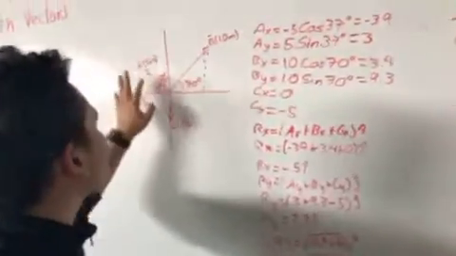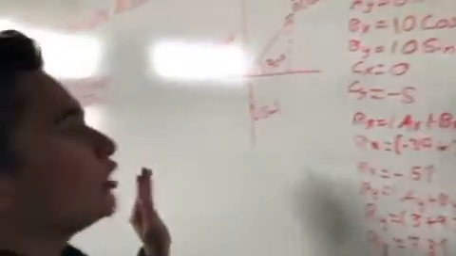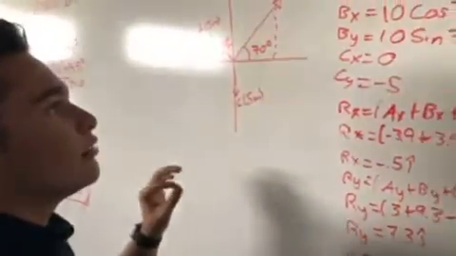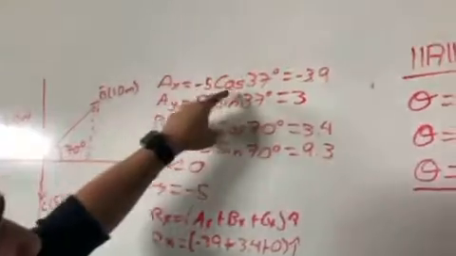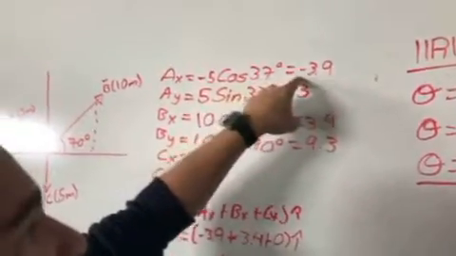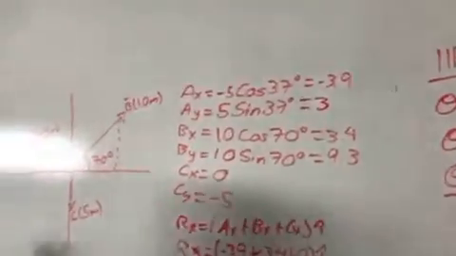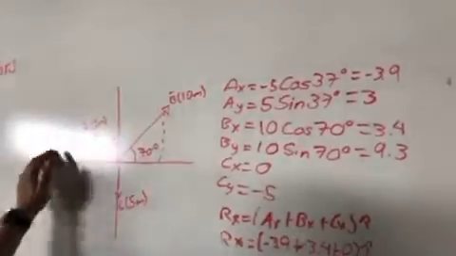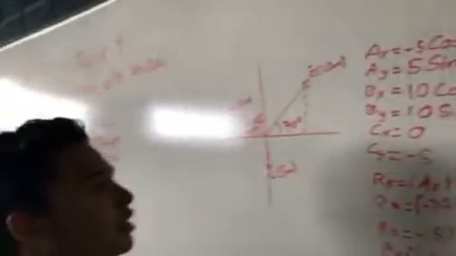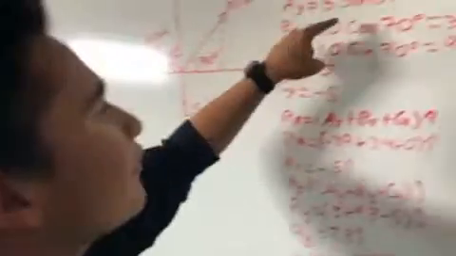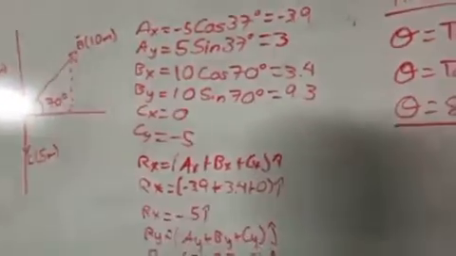For example, in here it is 5, but it's going to the left, so it's negative for x. So it's minus 5 cosine of 37, that is going to be minus 3.9. The next one is Ay, that is going to be positive because it's going upwards. So it's going to be 5 sine of 37, that is 3.